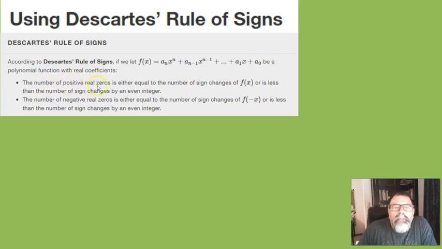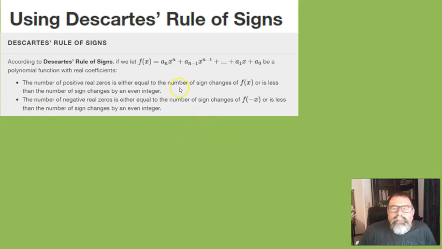The number of positive real zeros is either equal to the number of sign changes of f of x or less than the number of sign changes by an even integer. The number of negative real zeros is either equal to the number of sign changes of f of -x or less than that by an even integer. If you recall earlier, we did a problem where all the numbers were positive, and I said, okay, I'm going to try negative.